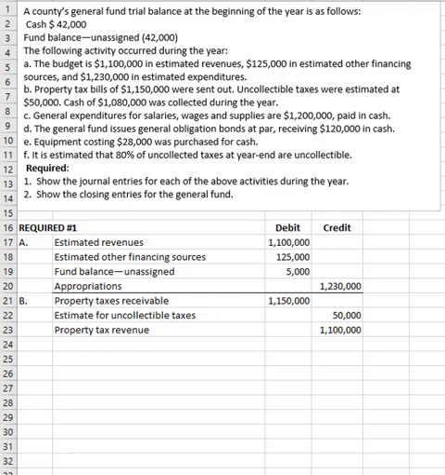Okay, now let's collect. So this looks like what you would expect, a debit to cash and credit to property taxes receivable. So that one is closer to what you are used to seeing. All right, let's try C. General expenditures for salaries, wages, and supplies are paid in cash.